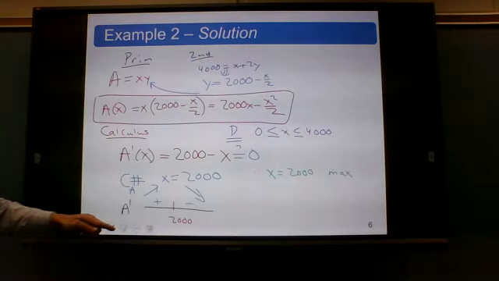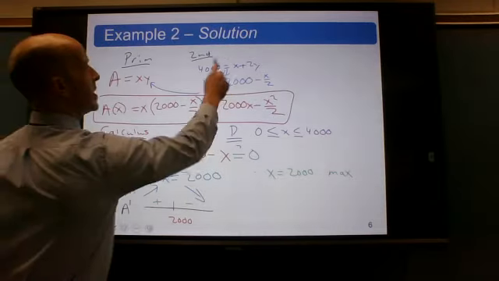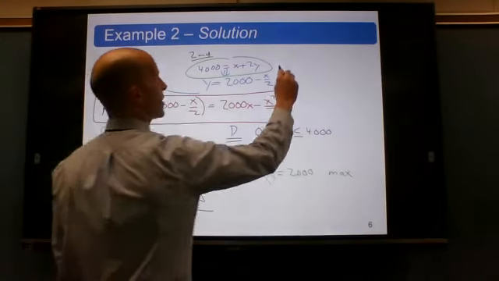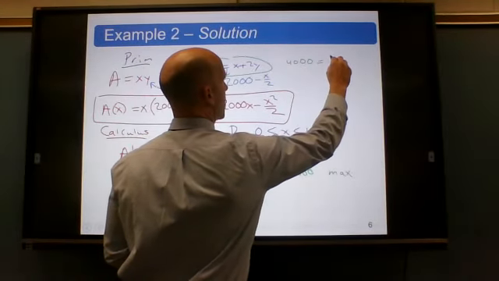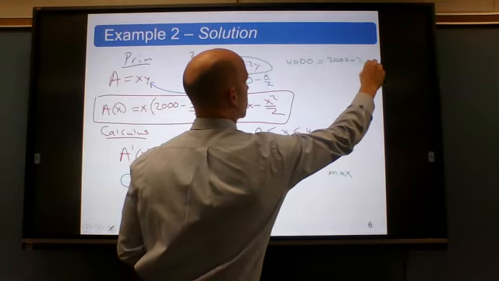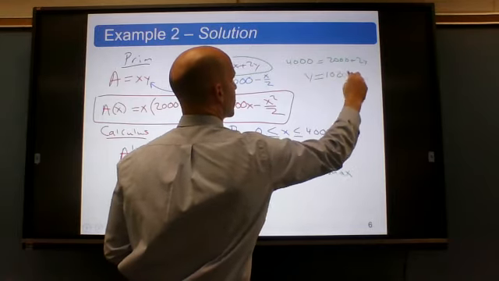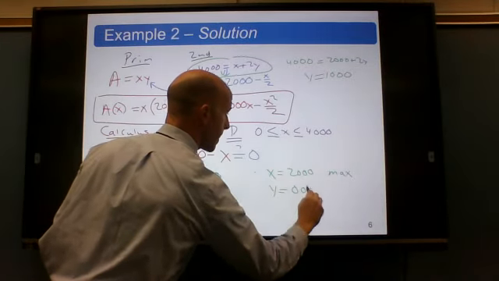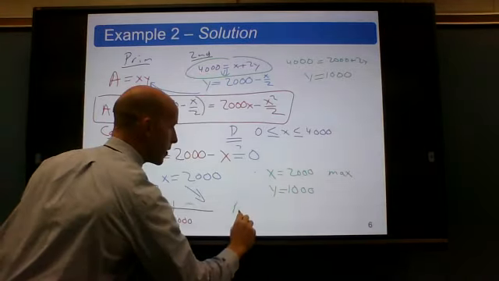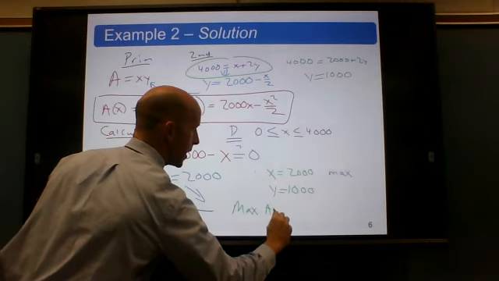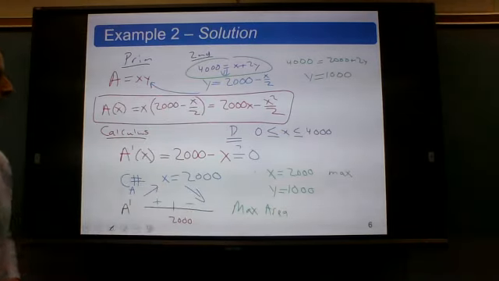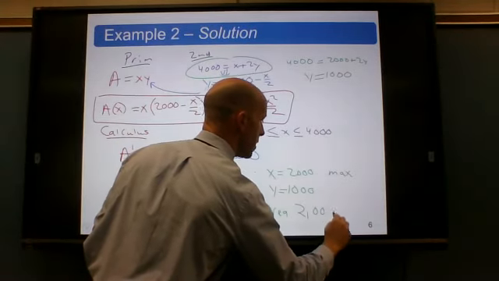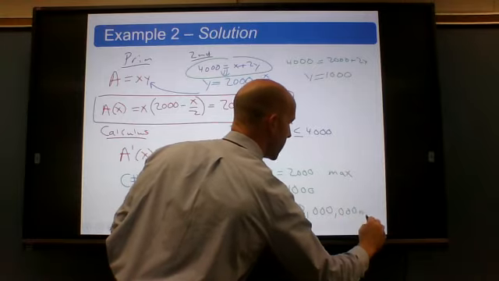And by the way, if x is 2,000, we can use this equation here to figure out what y is. So if x is 2,000, this would be 4,000 equals 2,000 plus 2y, and therefore y is 1,000. And then the max area is simply these two numbers multiplied together, or if you wanted to, you could plug them into this equation, and you'll get 2 million meters squared.